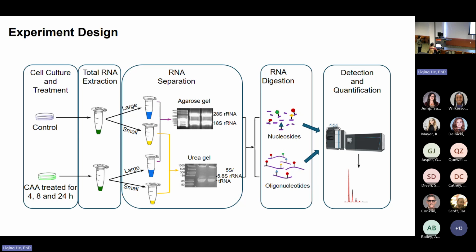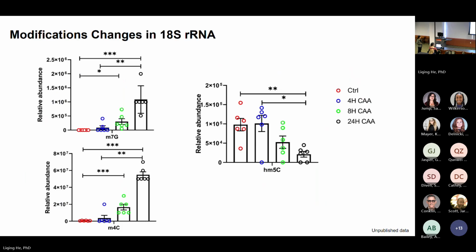We treated the Hep2 cell line with CIEHS for 4, 8, and 24 hours and extracted the total RNA, then separated the total RNA into 28S, 18S, 5.8S RNA, and tRNA. We digested these different parts into nucleosides and oligonucleotides for quantification on LC-MS.